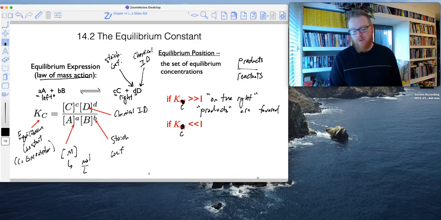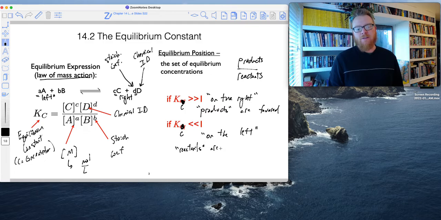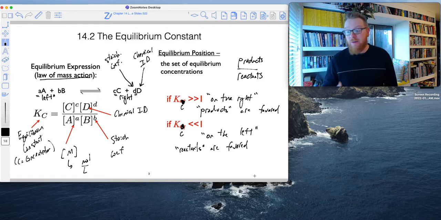are favored. Okay? Well, what if the equilibrium constant is much, much less than 1? Once again, because it's products over reactants, when the equilibrium constant is much, much less than 1, we have more reactants at equilibrium than we do products. So that means our equilibrium position is on the left. Or another way we could say that is reactants are favored once equilibrium has been achieved.